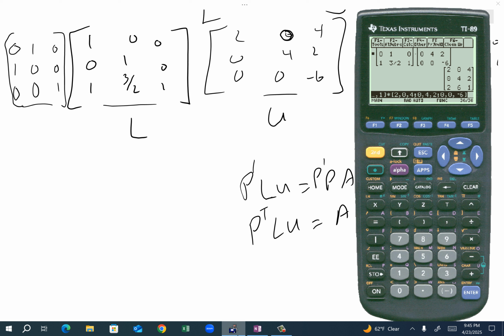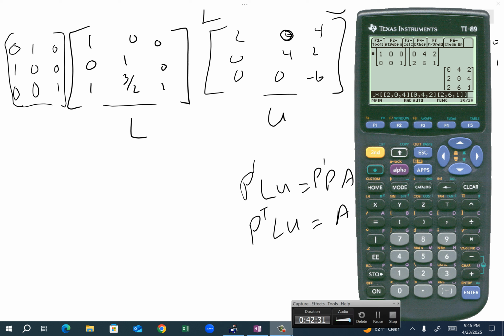So brackets, 0, 1, 0, semicolon, 0, 0, semicolon, 0, 0, 1, times this guy. And lo and behold, it's back where we started from. Ching! And that's it, my friends. 3.4 in a little bow. How exciting for us.